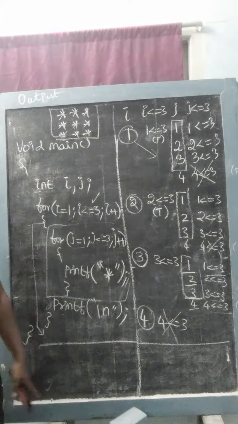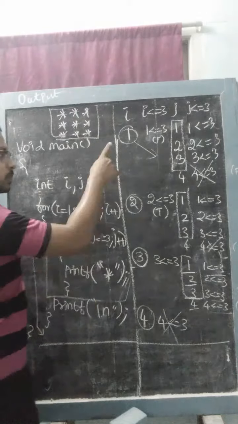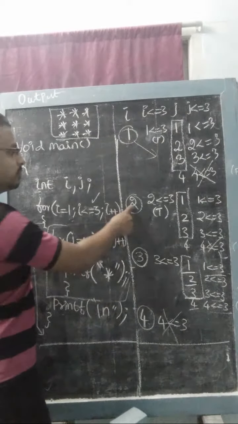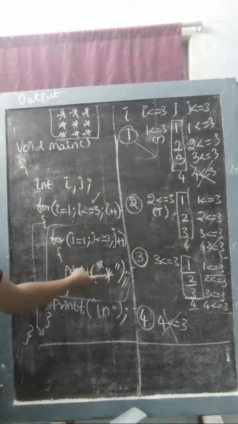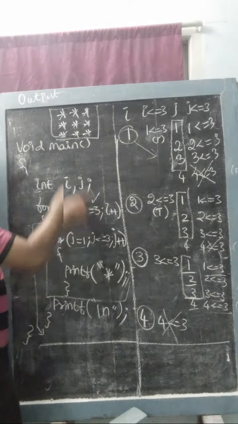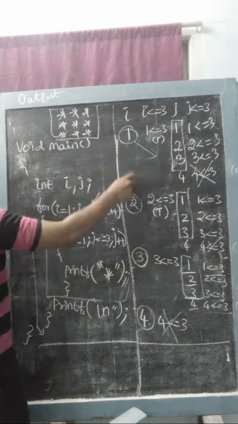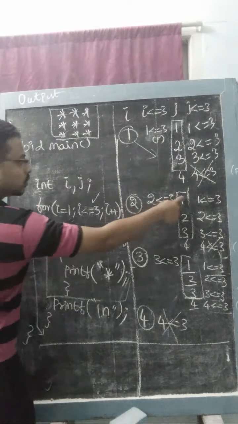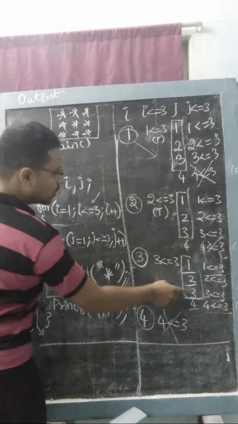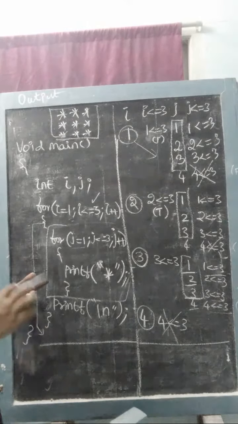You got it? We saw 3 programs with the explanation. If you are using a star, it will print star each time. If you are using the I value, it will be 1, 1, 1. If you are using the J value, it is 1, 2, 3, 1, 2, 3, 1, 2, 3. You got the logic? Okay.